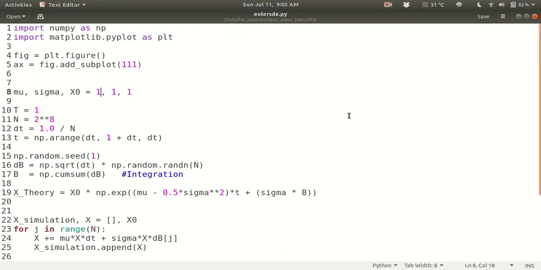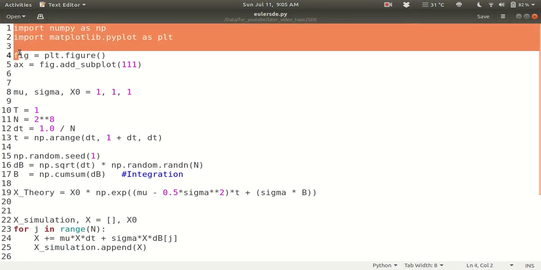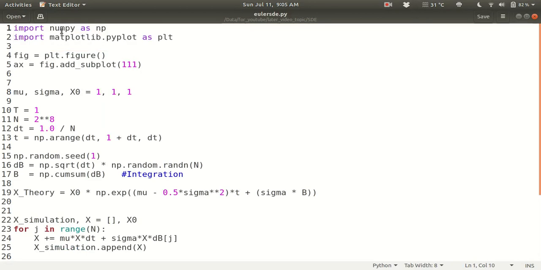This is the code for this stochastic Euler method for the geometric Brownian motion. Let me describe the code line by line. First, I imported two libraries: NumPy and matplotlib. The first library is for array handling and mathematical operations like the square root, and matplotlib is for plotting. So I import NumPy as np and matplotlib as plt.